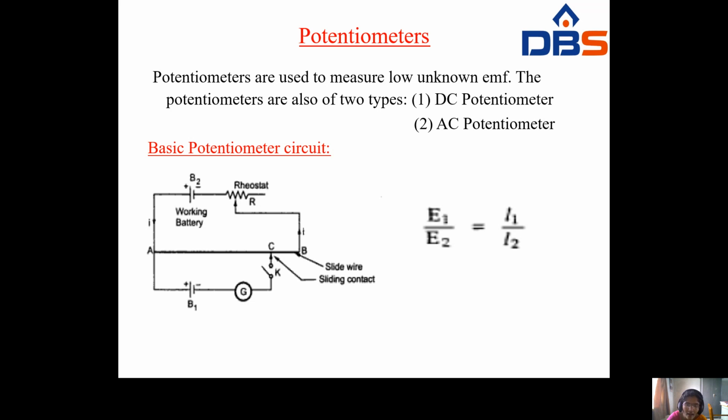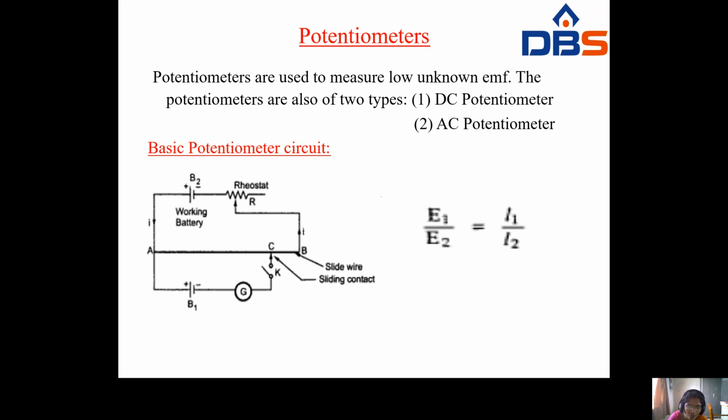Potentiometers are mainly of two types, depending upon the supply: DC potentiometers and AC potentiometers. Now let us see the basic potentiometer circuit.